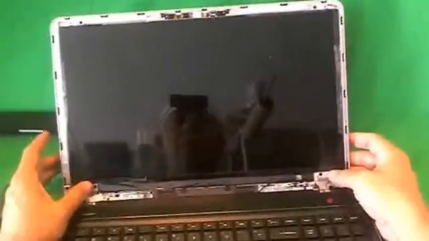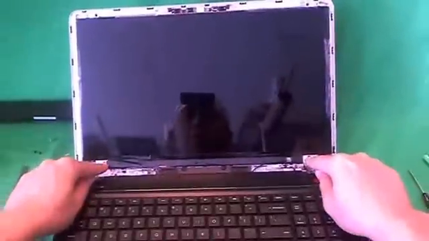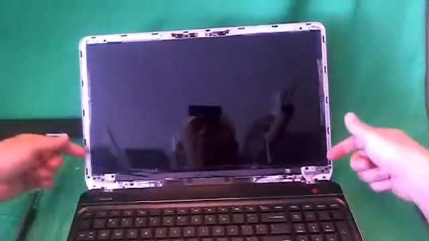This particular type of screen is called a slim screen. And for this type of screen, you remove it by removing two screws at the top and two screws at the bottom. Normally, for most laptop screens, they're mounted on the side with two metal mounting brackets, but not this one. There's two screws at the bottom and two screws at the top.